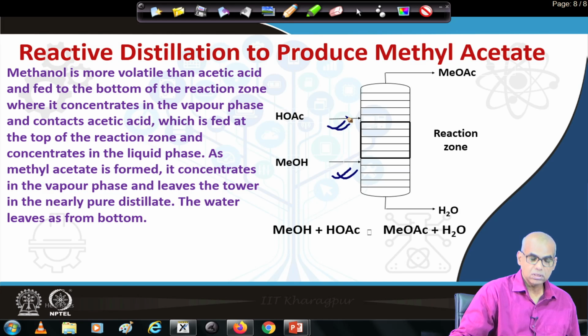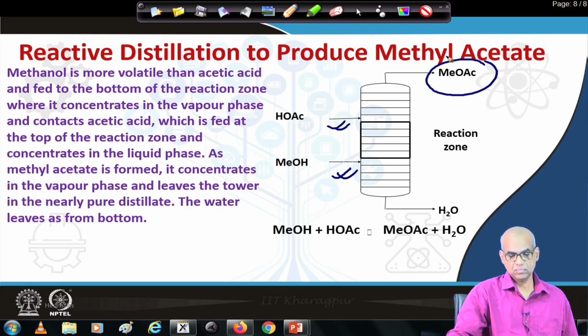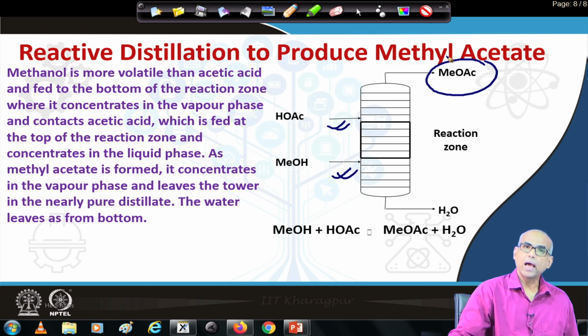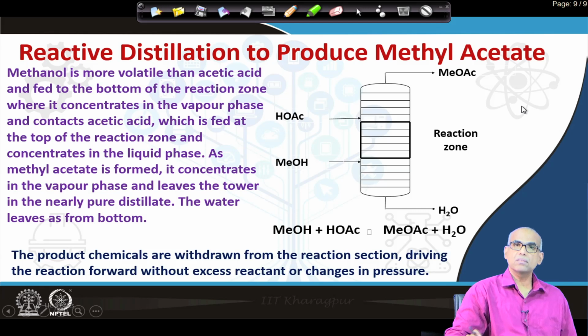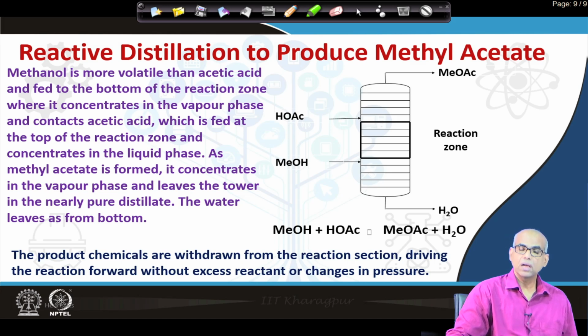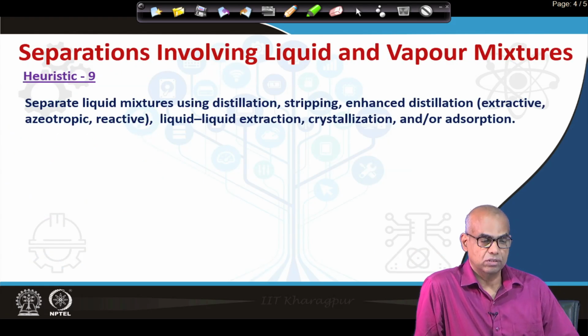As methyl acetate is formed, it concentrates in the vapor phase and leaves the tower from the top of the distillation column in nearly pure form. The water leaves as bottom stream. Now, what is the advantage here? The product chemicals are withdrawn from the reaction section in the liquid form and the vapor form, driving the reaction forward without excess reactant or changes in the pressure. Separations involving liquid and vapor mixtures.